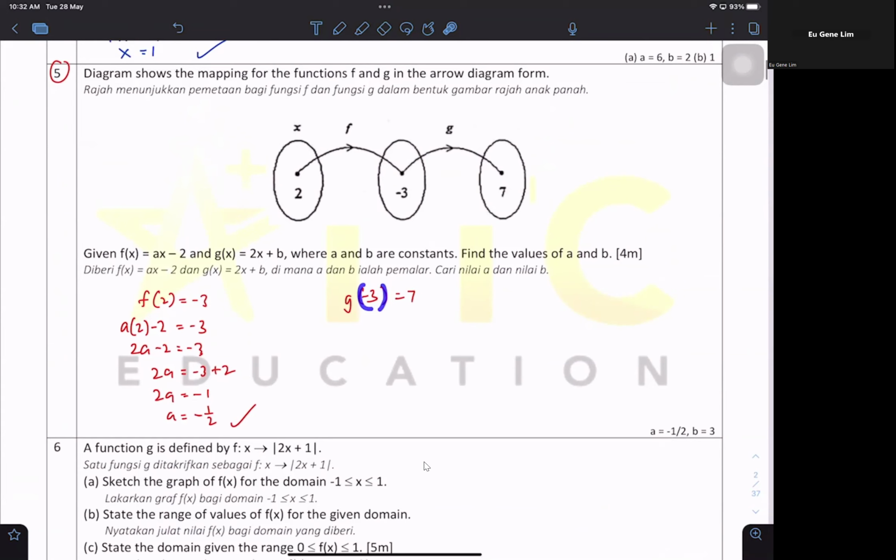This one also the same. For function g, sub into function g. Sub the bracket into the x. So if you take this bracket and sub into the x, the function becomes 2 bracket negative 3 plus b. Also can find out b already. 2 times negative 3 is negative 6. Bring over plus 6, which is 13, right?